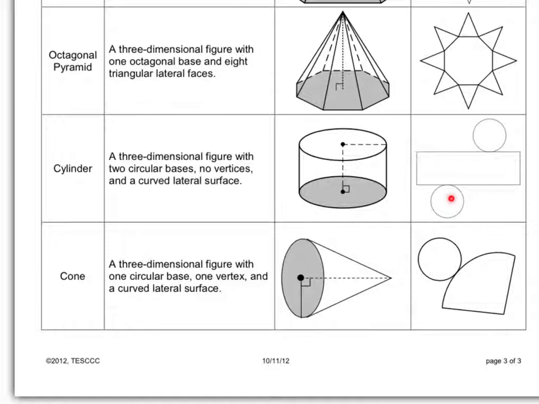Cone. It's a three-dimensional figure with 1 circular base, 1 vertex, and a curved lateral surface. And then when we open this up, it looks more or less like maybe triangles or a half circle, something like a baseball diamond. Wouldn't you agree? Except it has a half circle on the top and then one circular base.